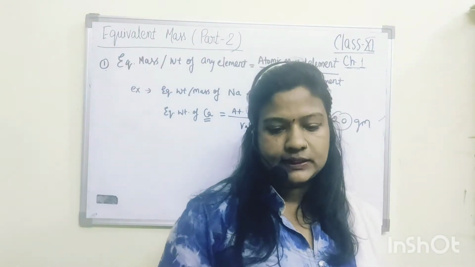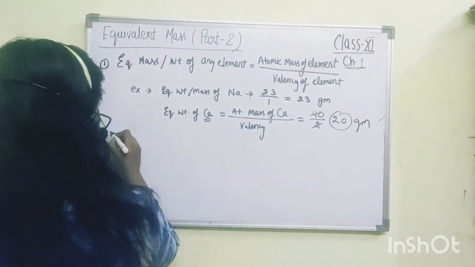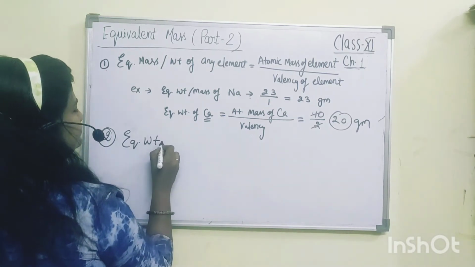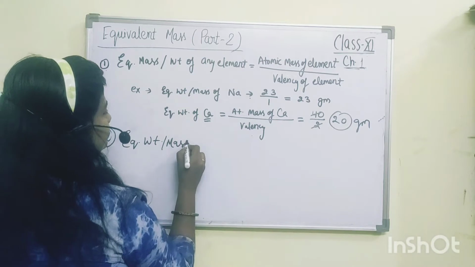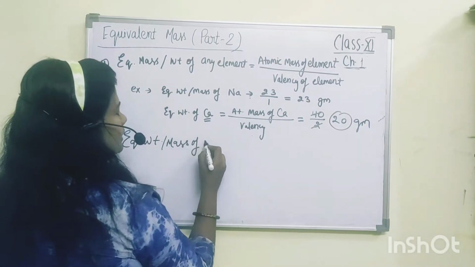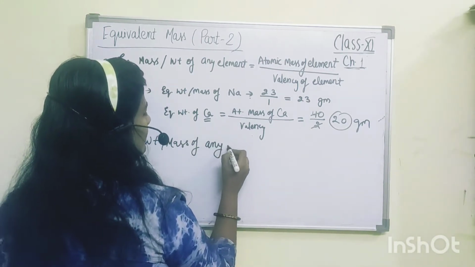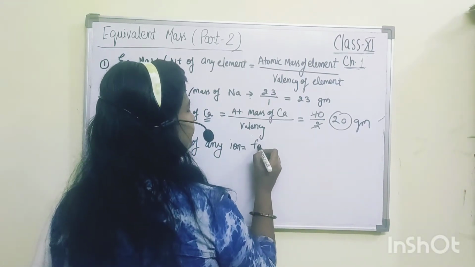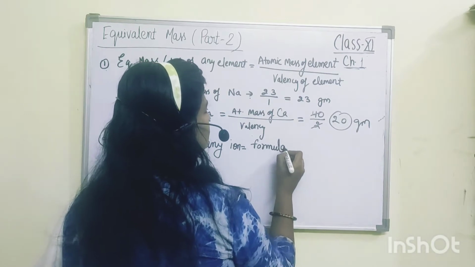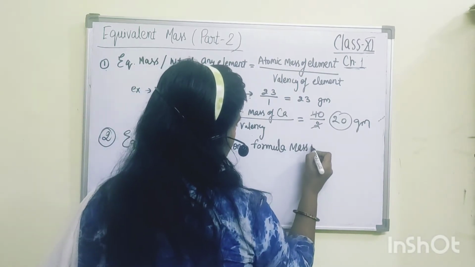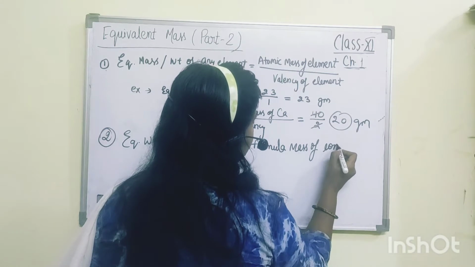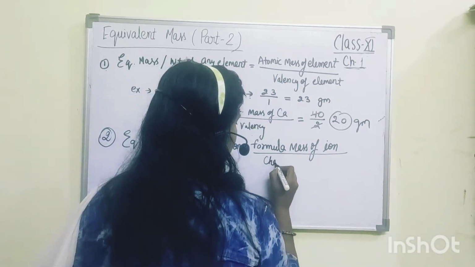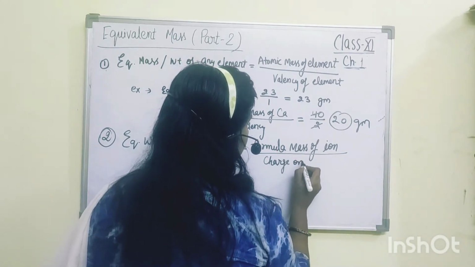Okay. Next I am taking the second formula: equivalent weight or mass of any ion. The formula is formula mass of the ion divided by the charge on the ion.